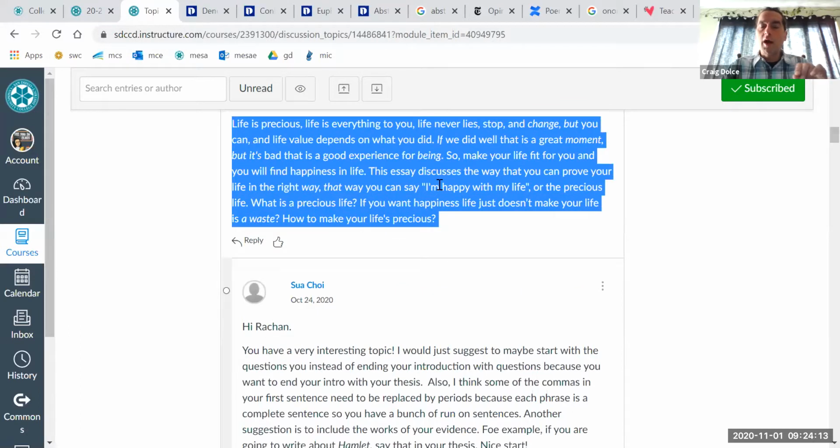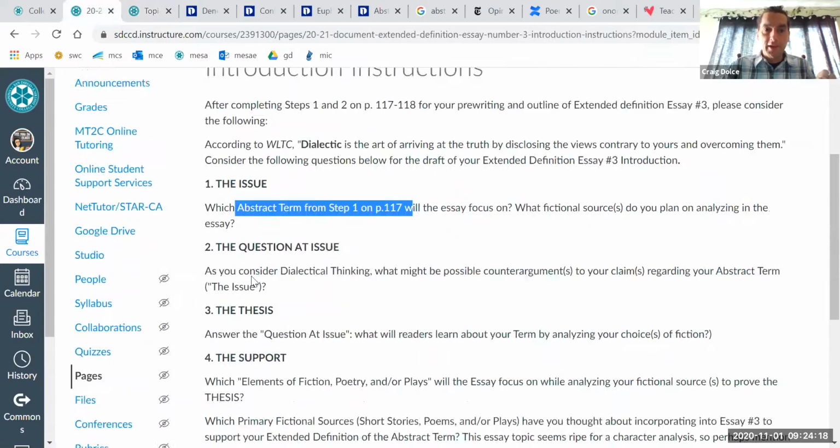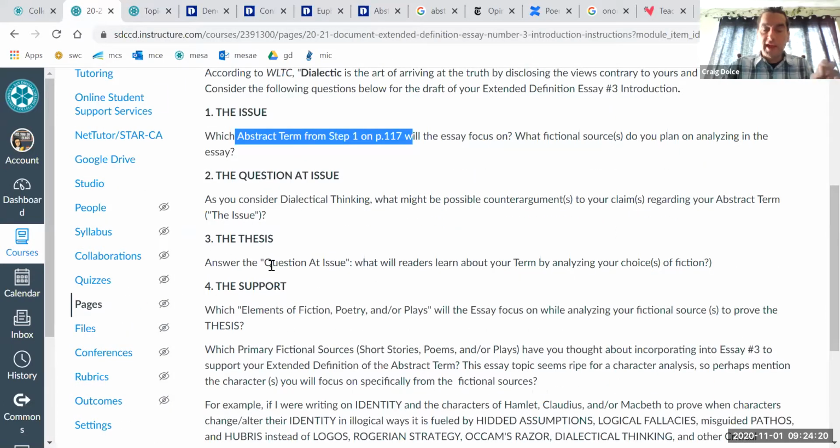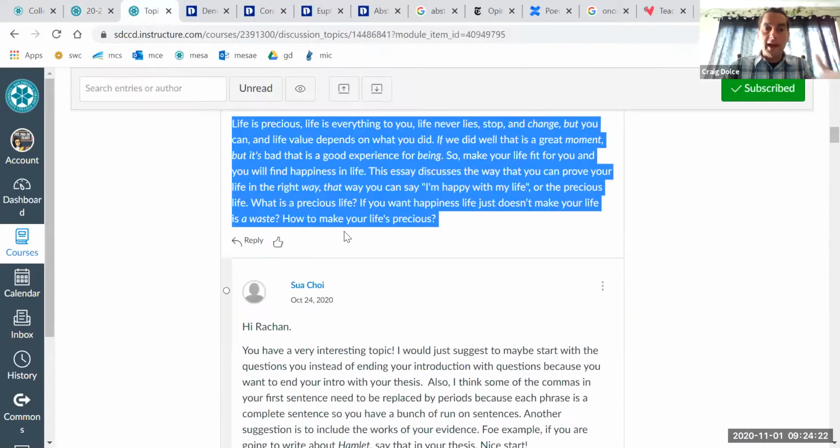And furthermore, make sure that you present your fictional source, right? And the thesis answers the question, what do we learn about what?